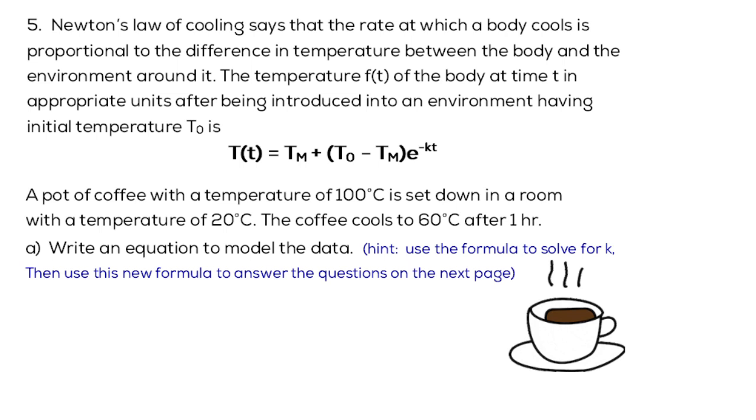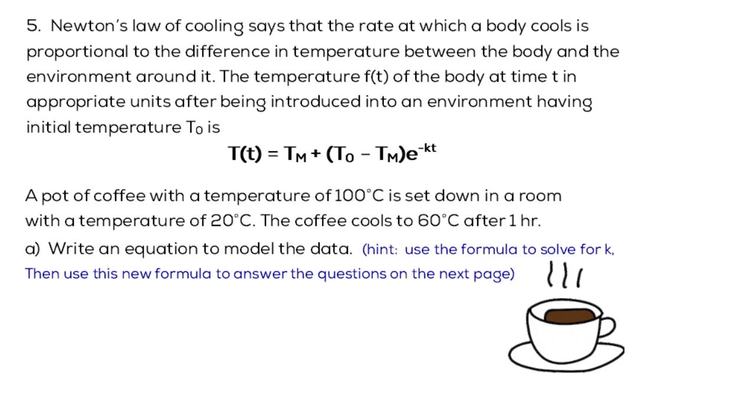So this is Newton's law of cooling. And they're saying that the rate at which a body cools is proportional to the difference in temperature between the body and the environment around it. So here's what I've got. This is the temperature at time t. This is the temperature of the surrounding medium. So that's when it said, and the environment around it. Okay, that's the surrounding medium, room temperature or whatever's going on. And this is your initial temperature minus your surrounding medium.